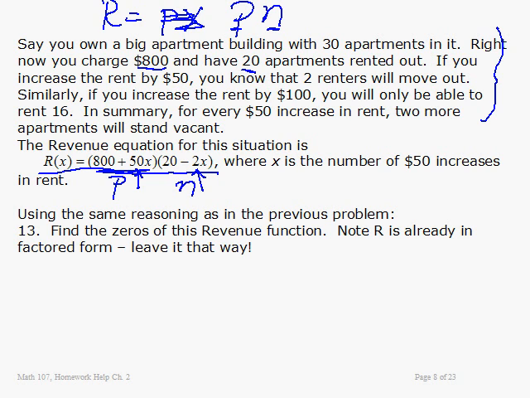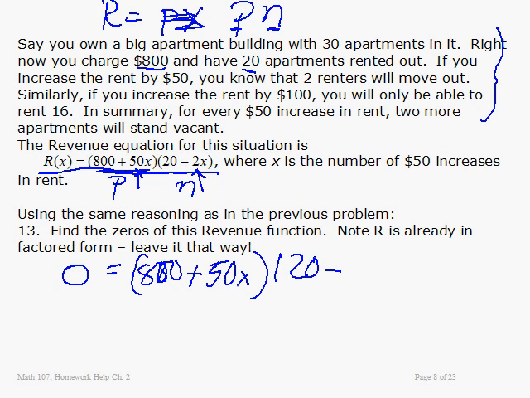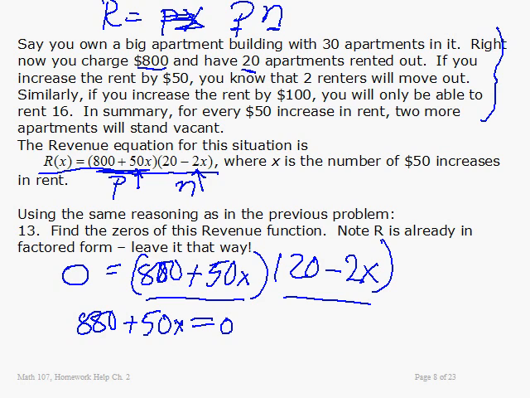So now you have to find the zeros of this revenue function. Find out when the revenue is 0. So 0 equals (800 + 50x)(20 - 2x), and you're looking for the x's. Now what can you do? You could multiply this whole thing out and solve using the quadratic formula, or you could observe this is already in factored form. You have the first factor here, the second one here. Set each to 0. So first you go 800 plus 50x equals 0. That's your first value, x1. Go over here and set 20 minus 2x to 0, and that will give you your x2. Those are the 2 times in which you have no revenue.